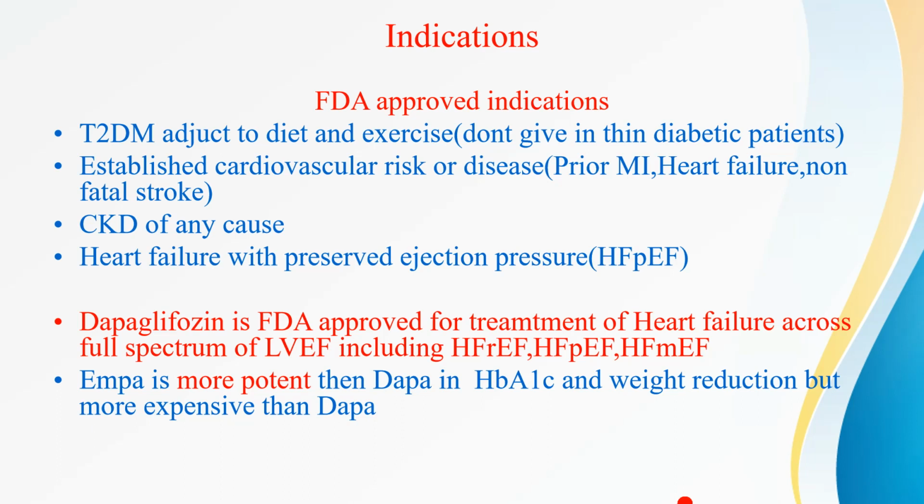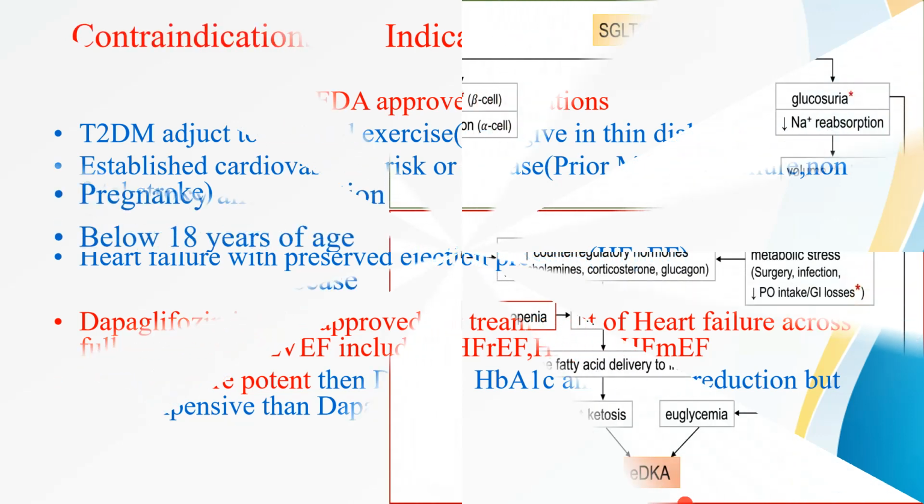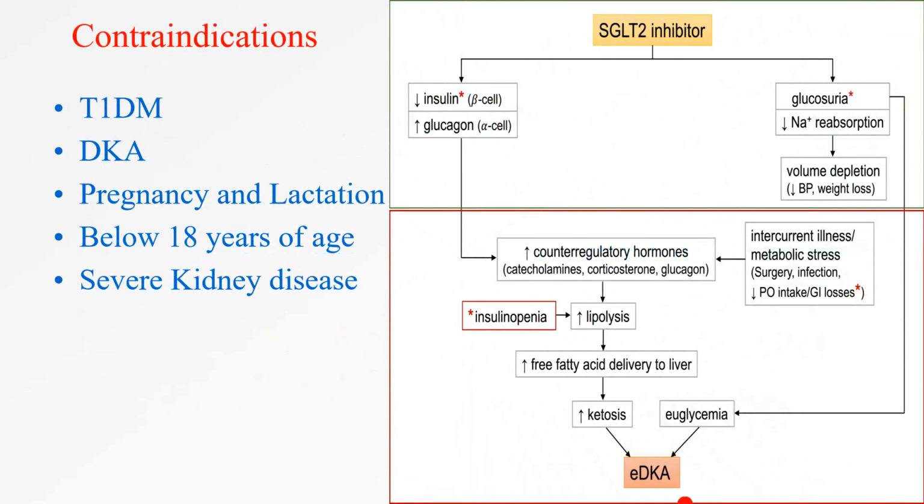Dapagliflozin is FDA approved for the treatment of heart failure across the full spectrum of left ventricular ejection fraction, including heart failure with reduced ejection fraction, heart failure with preserved ejection fraction, and heart failure with mid-range ejection fraction. EMPA is more potent than DAPA in HbA1c and weight reduction, but it is relatively more expensive than DAPA. The contraindications of SGLT2 inhibitors are type 1 diabetes, diabetic ketoacidosis, pregnancy and lactation.